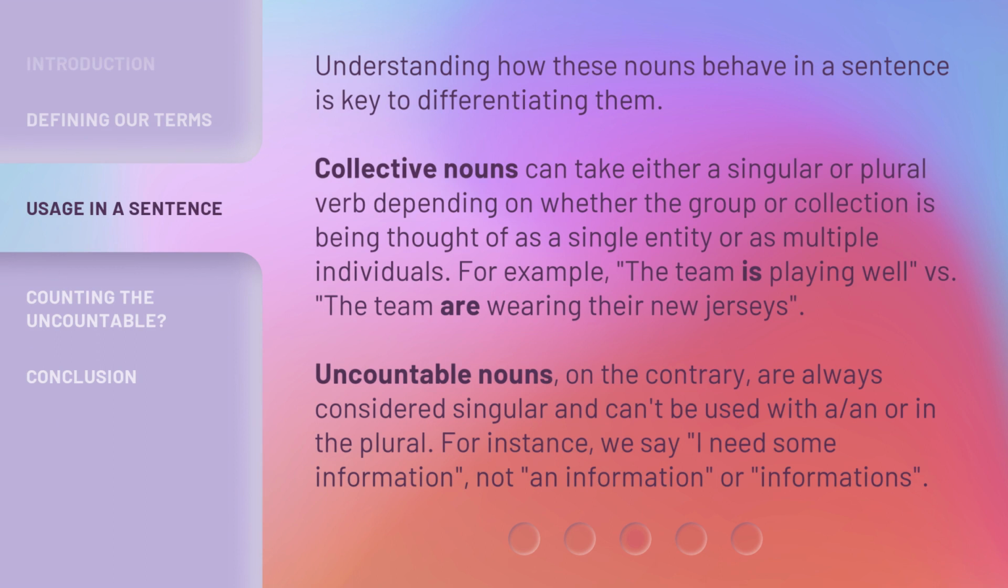Understanding how these nouns behave in a sentence is key to differentiating them. Collective nouns can take either a singular or plural verb depending on whether the group or collection is being thought of as a single entity or as multiple individuals. For example, the team is playing well, versus the team are wearing their new jerseys. Uncountable nouns, on the contrary, are always considered singular and can't be used with a, an, or in the plural. For instance, we say, I need some information, not an information, or informations.